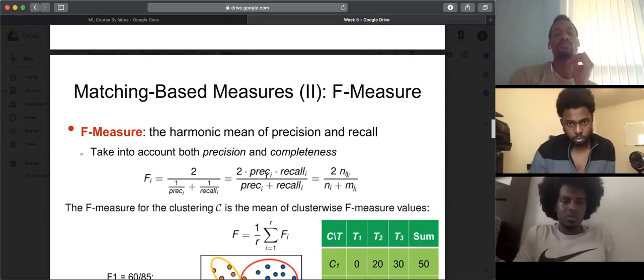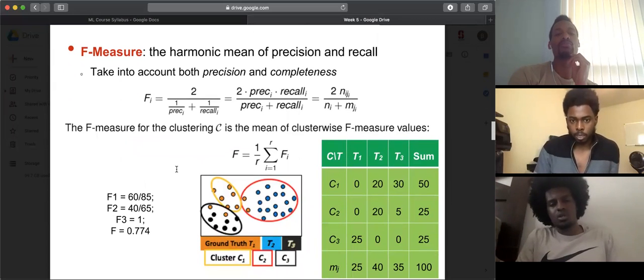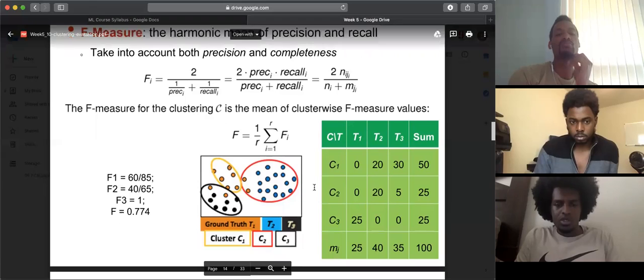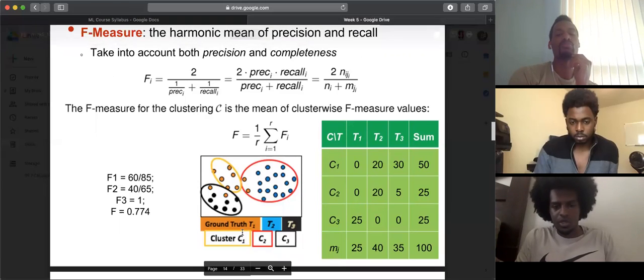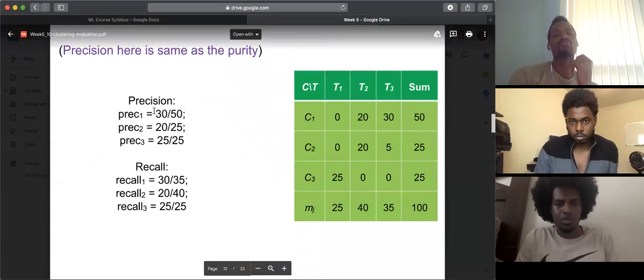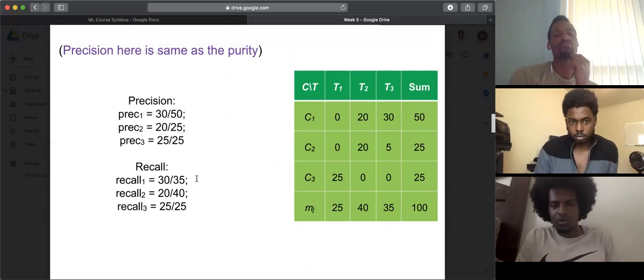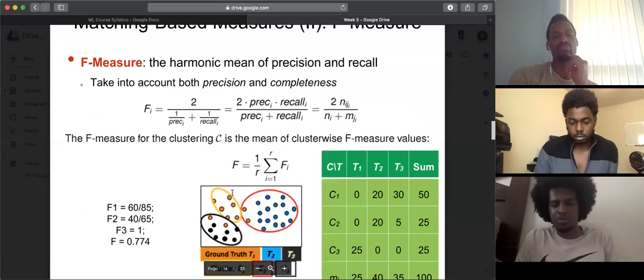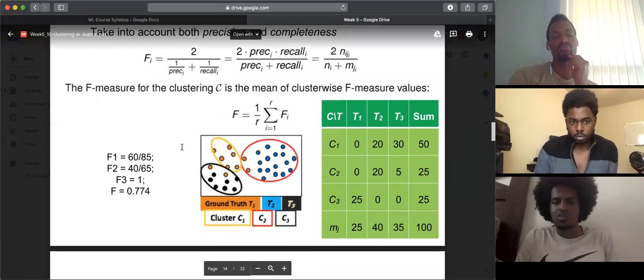And so if we go down a little bit, we'll look at what the F score or the F measure is for the clustering C as a general formula, which is just 1 over r, the sum of F of i. So F1, the F score for cluster 1, which is 60 over 85. If we look at cluster 1, which is the orange one, you're writing the calculation for this. We got the recall value, which is 30 over 35. The precision was 30 over 50. So you take those values and you plug them in, and it returns 60 over 85 for F1.